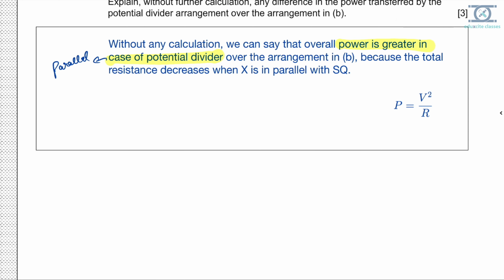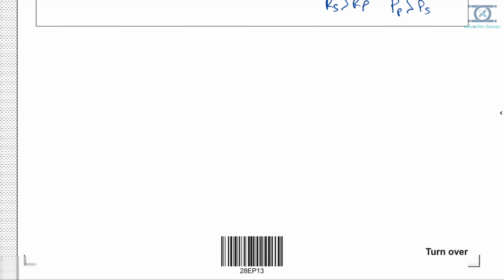It is parallel because the total resistance decreases when X is in parallel with SQ, and in the B part it is in series. So we know that R series is greater than R parallel. So power in parallel will be greater than power in series. Okay, that was a good logical question.